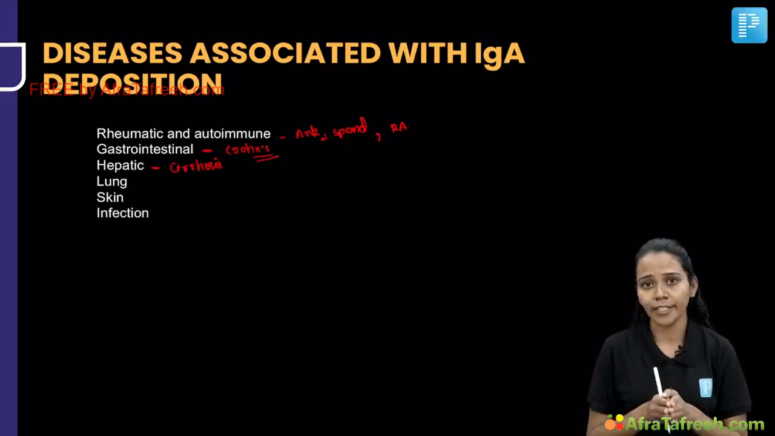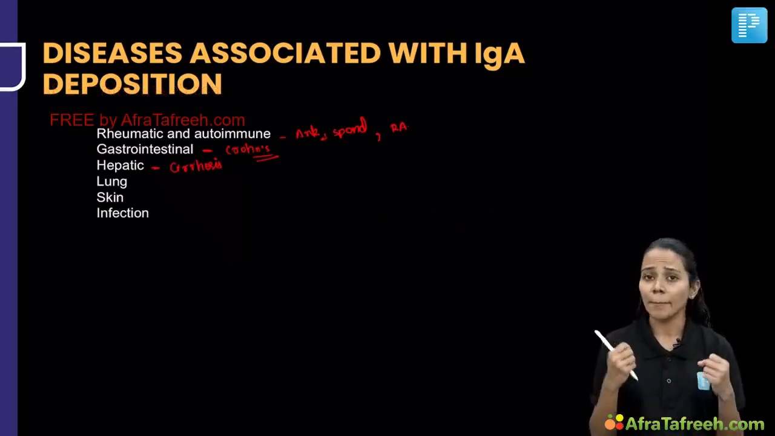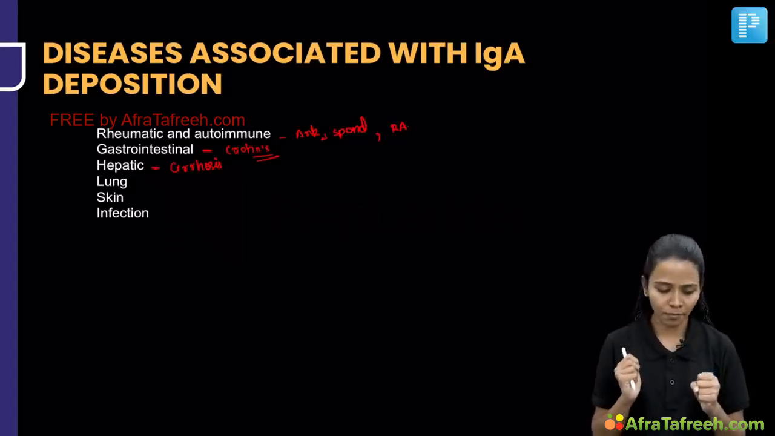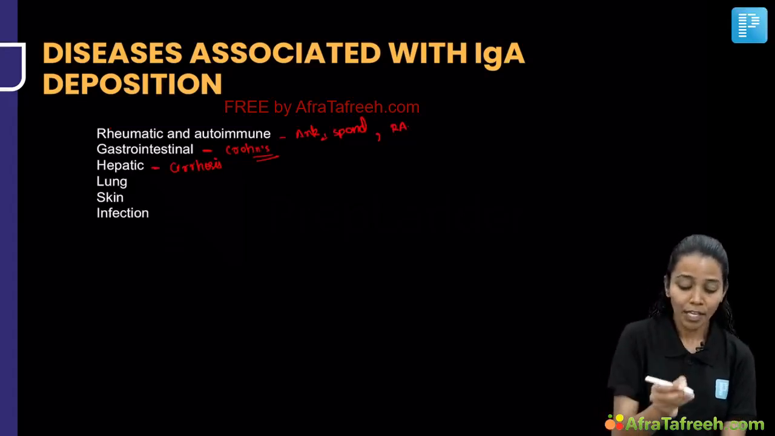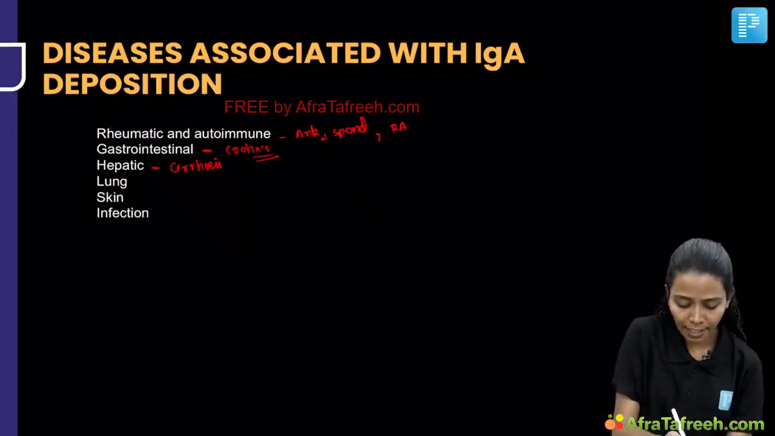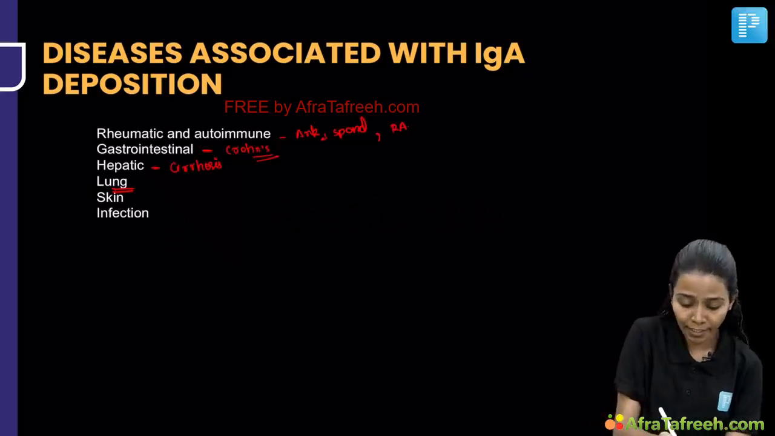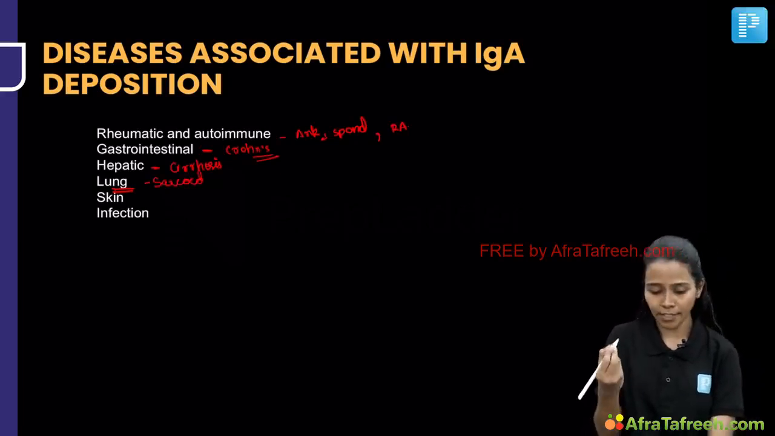So to avoid this, what we do is we do renal biopsy and we find that majority of these patients have IgA deposits in the kidney. Okay. Majority of these patients have IgA deposits in the kidney. Okay. Now, next is lung involvement. Any condition that is causing lung involvement like sarcoid can lead to IgA deposits in the kidney.